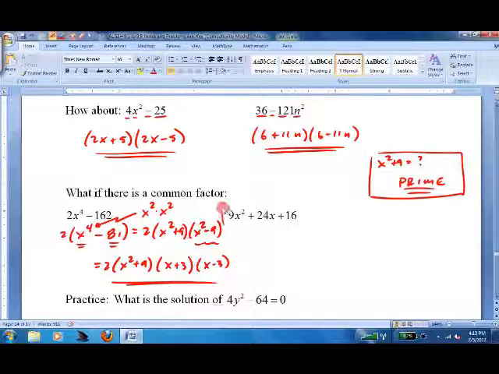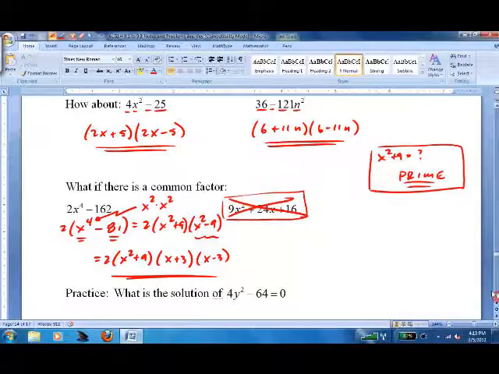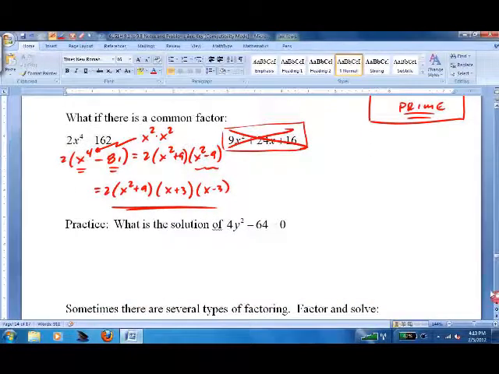Now, this one's a little bit different. Actually, I think this is for the next lesson, so I'm not sure why it's here. So let's just cross it out. Moving on. Sorry about that.